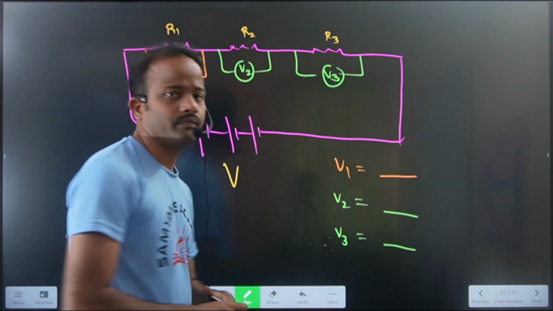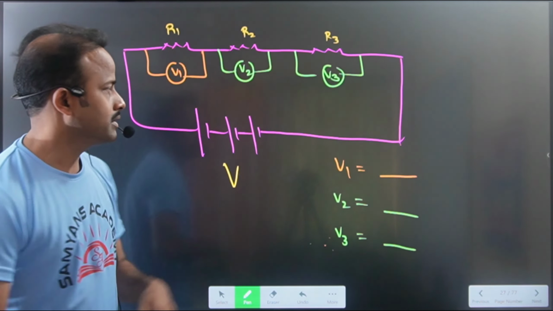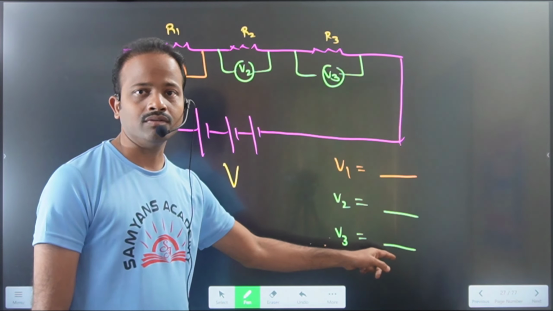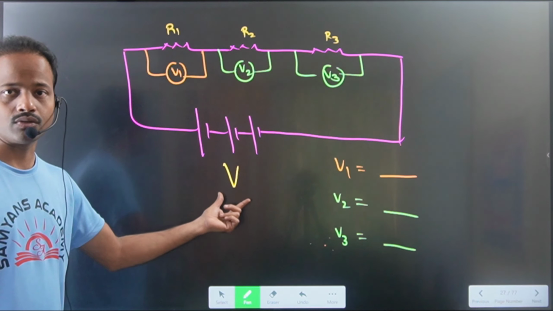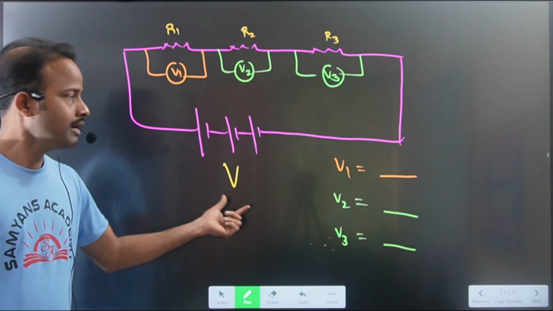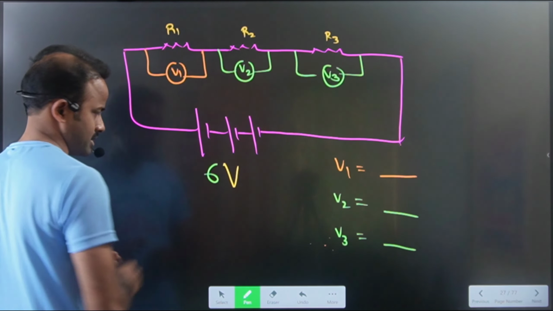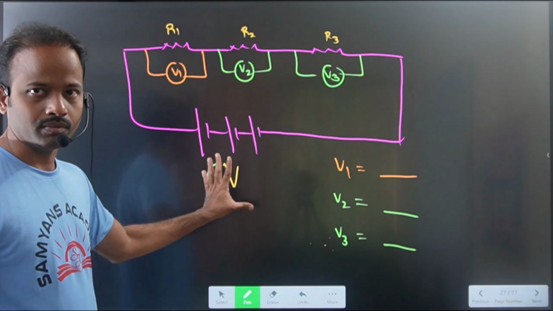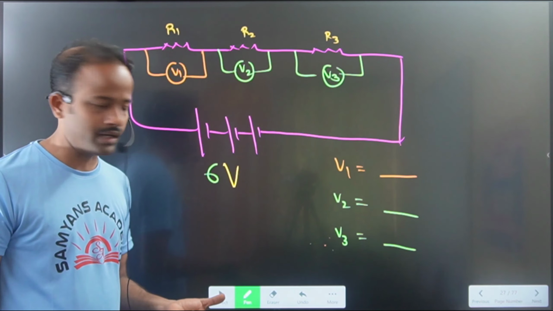After taking all these readings, we can conclude that the combination of all these values gives the voltage of the battery, the total source value it is giving. For example, let us say the source value is 6 volt. The battery is giving this much volt, right?